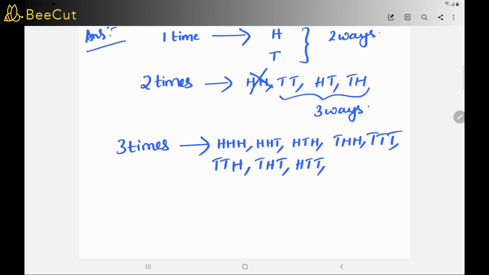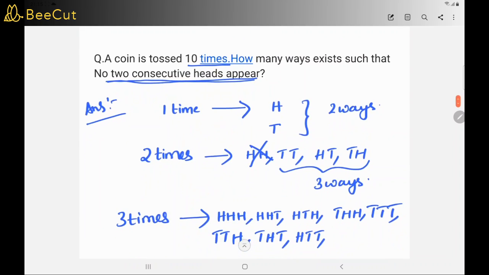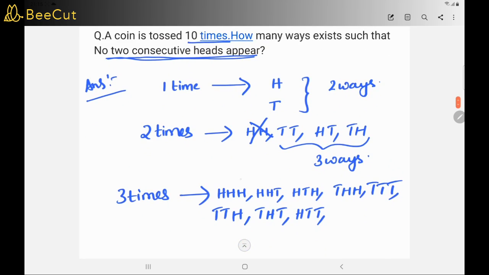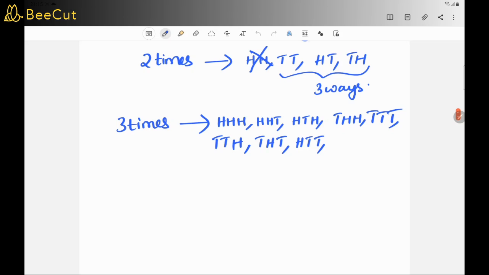So let us check what all the conditions that are not met. So this has 2 consecutive heads, so this won't qualify. This won't qualify. This also won't qualify. This also will not qualify. So in total there are 5 ways.